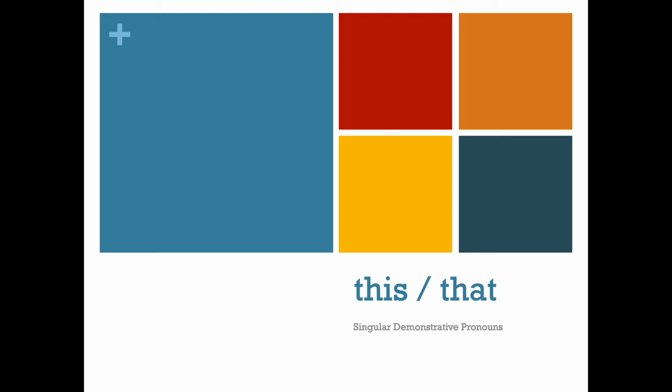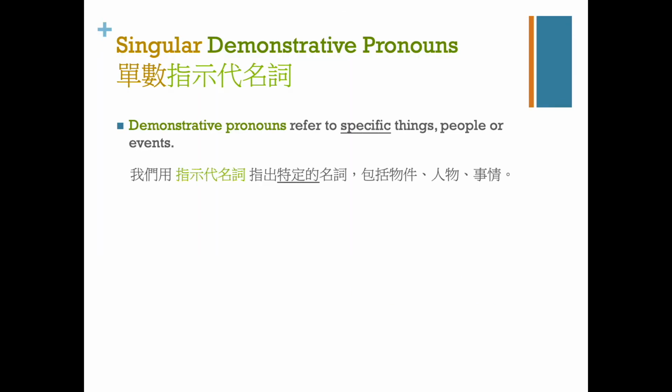Hello! In this video, we're going to talk about singular demonstrative pronouns. Singular demonstrative pronouns refer to specific things, people, or events. When we use demonstrative pronouns, we know what or who we're talking about. Singular demonstrative pronouns are this and that.